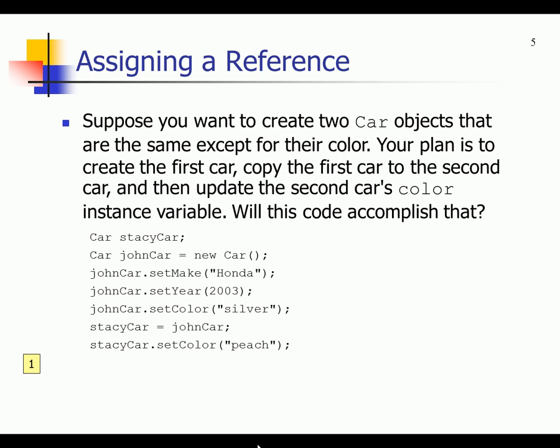Then we're saying John Car set make to Honda. Set make is something they wrote. It's not part of Java. It was just an example. So John's car is a Honda. John's car is a 2003, and John's car is silver. We okay with that?